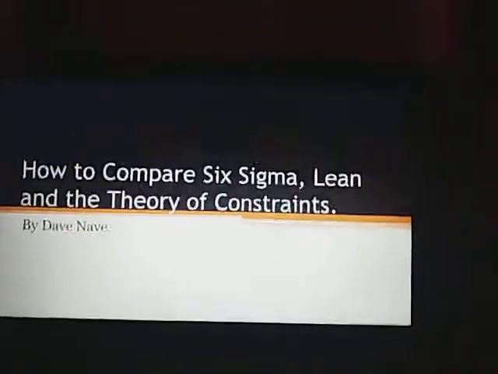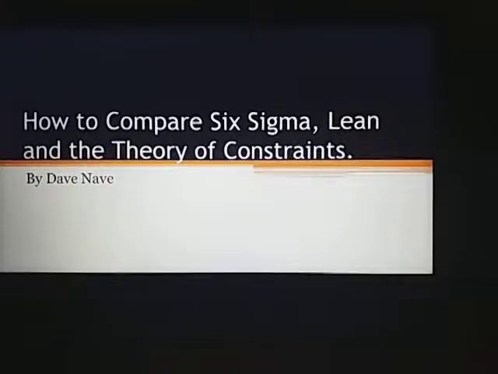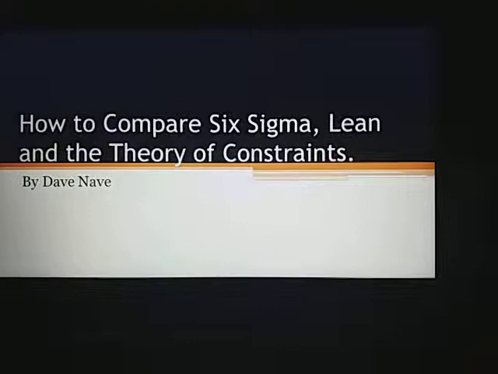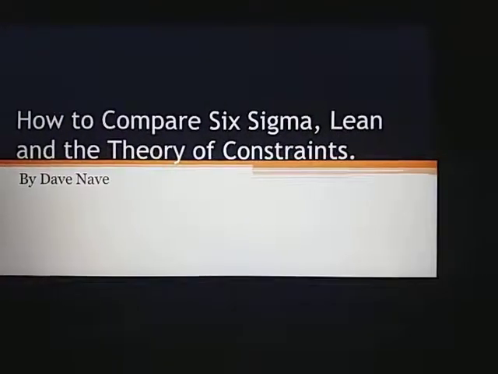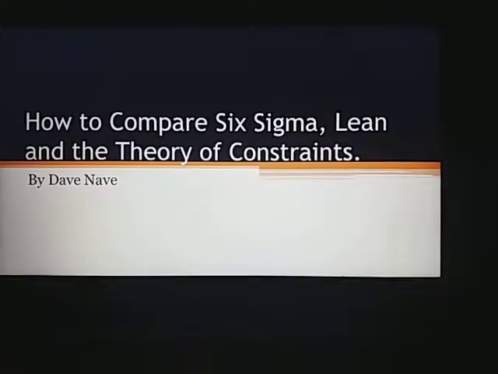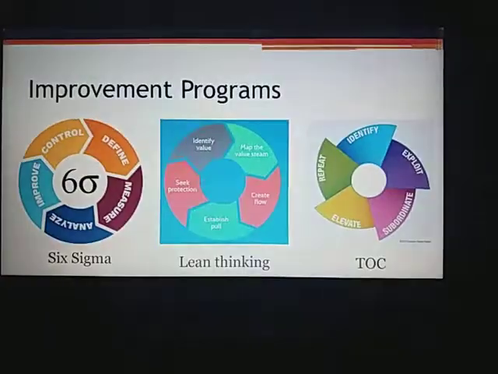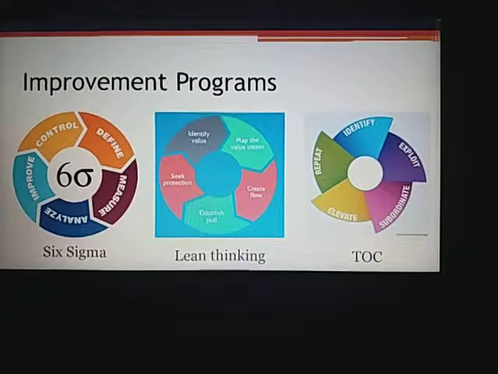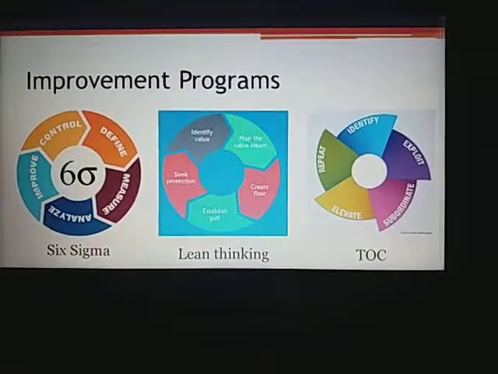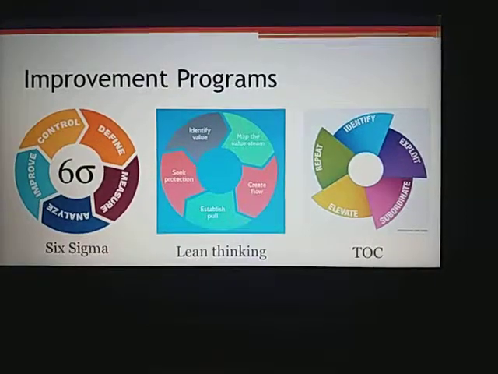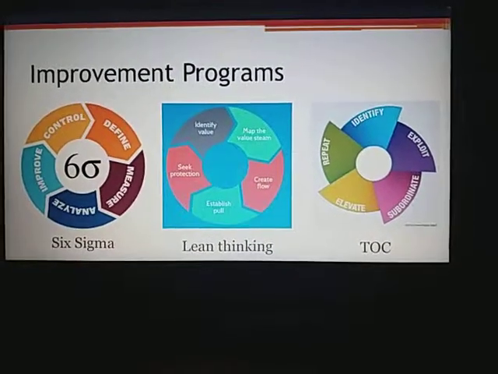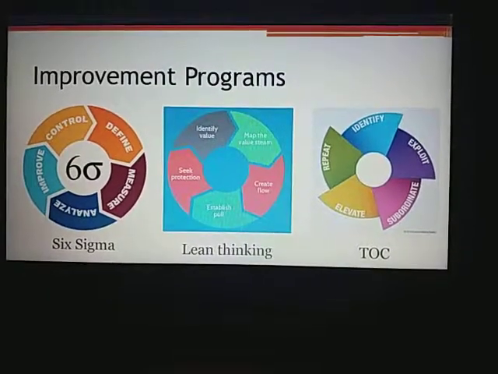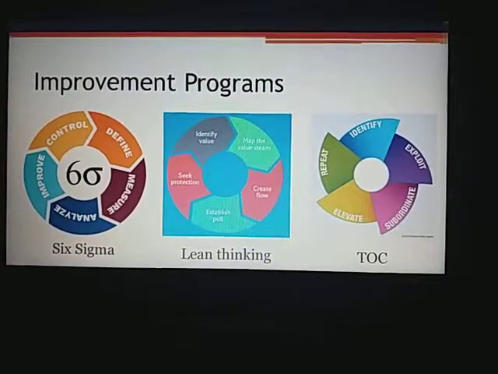Today we are going to talk about an article by Dave Name called How to Compare Six Sigma, Lean and the Theory of Constraint, a framework for choosing what's best for your organization. In this article, the author discusses the basics of the three improvement methodologies: Six Sigma, Lean Thinking, and TOC. The author presents a model to help you understand their concepts and effects and similarities and differences.